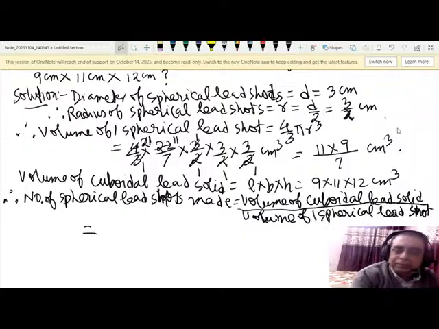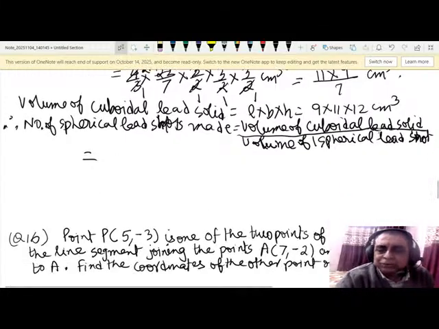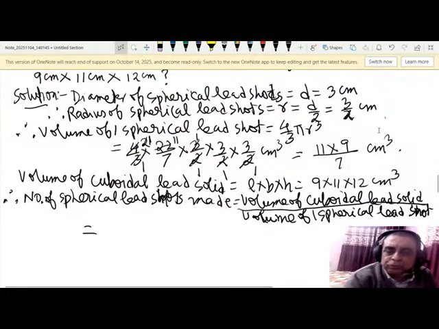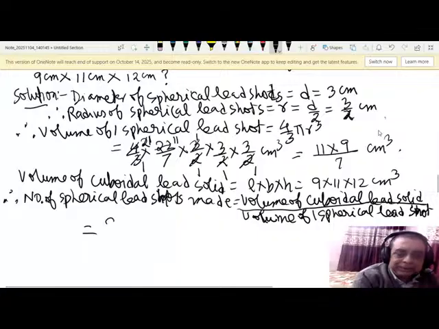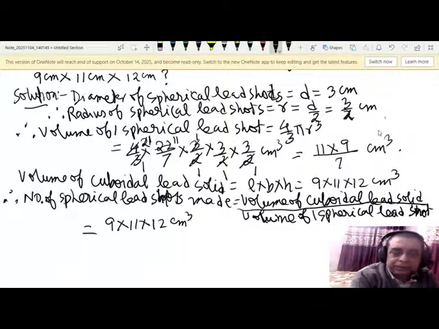Now you write the volume of the cuboidal lead solid on the top. What is the volume? It is 9 times 11 times 12 centimeter cube. Divide this by the volume of one spherical lead shot, which is 11 times 9 divided by 7 centimeter cube. Cut centimeter cube from the top and down.